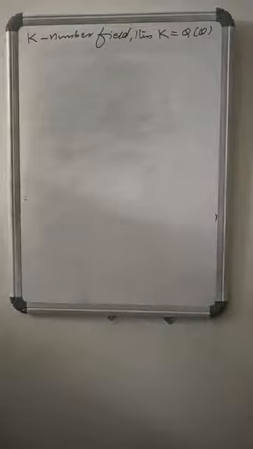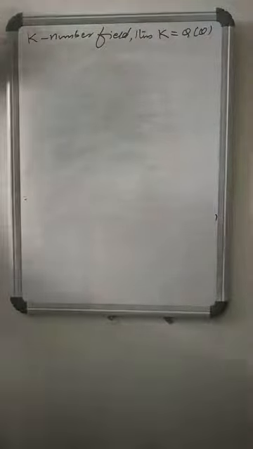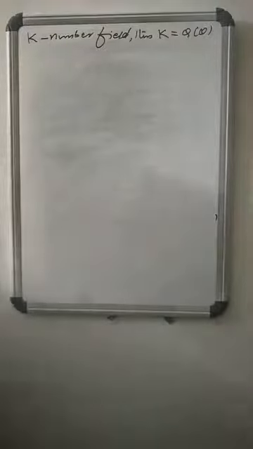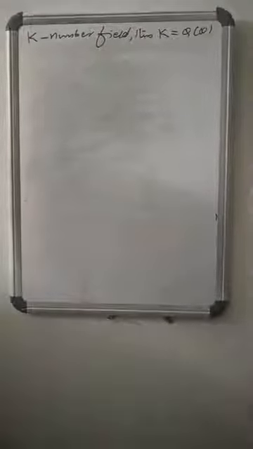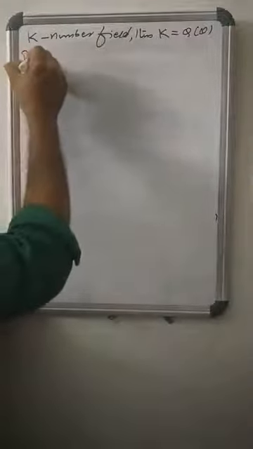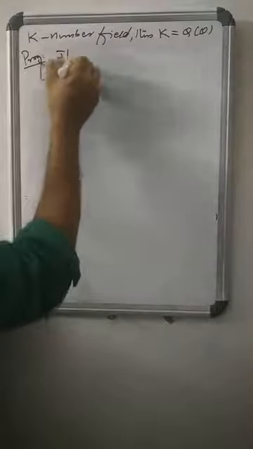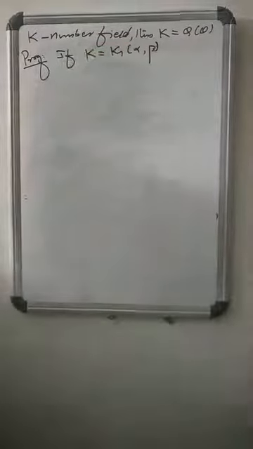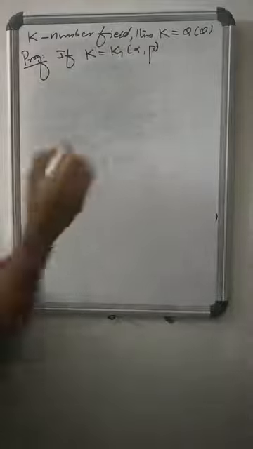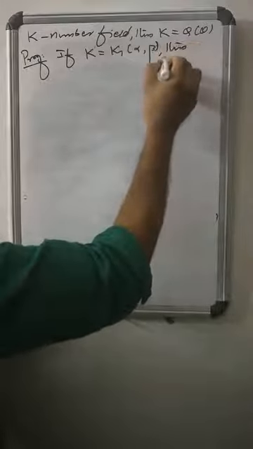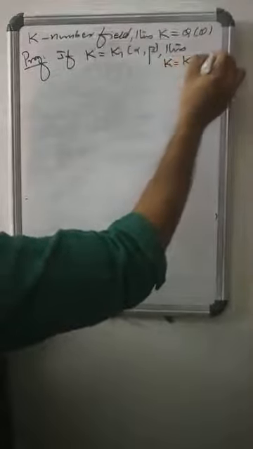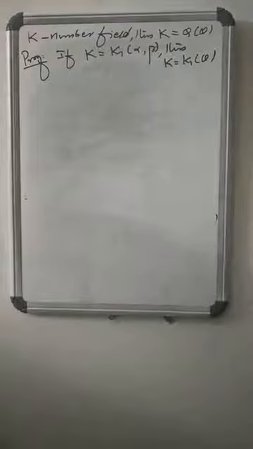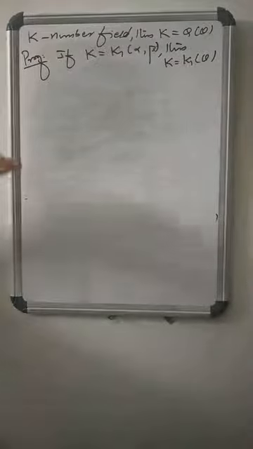It is enough to show that k equals k1(alpha, beta). Let K be a number field, then K equals Q(theta) for some algebraic number theta. So by induction, it is enough to show that if k equals k1(alpha, beta), then k equals k1(theta), where theta is an algebraic number and k1 is a subfield of k.